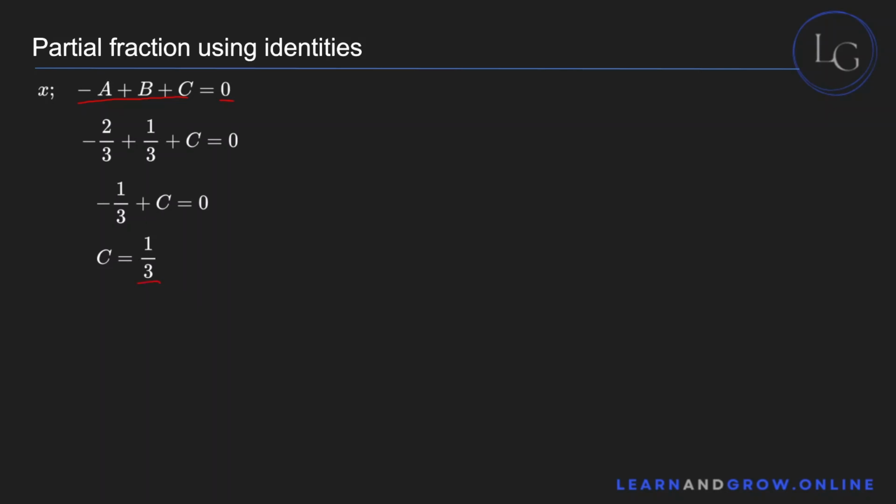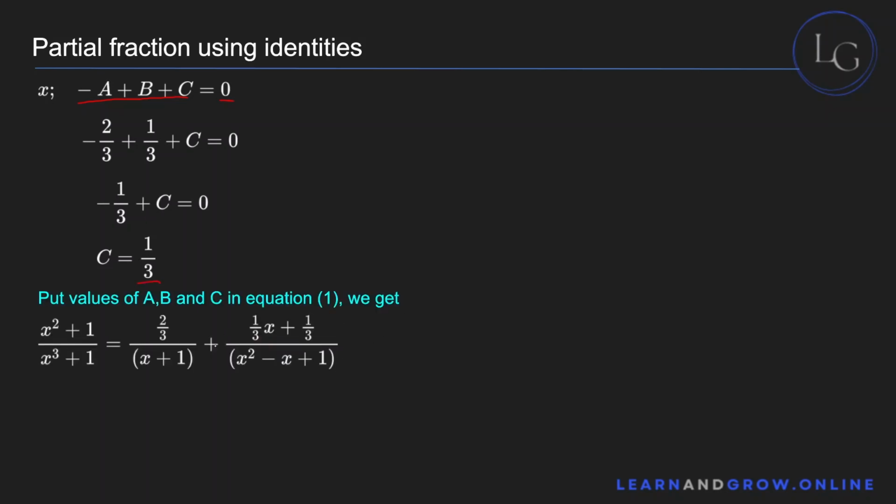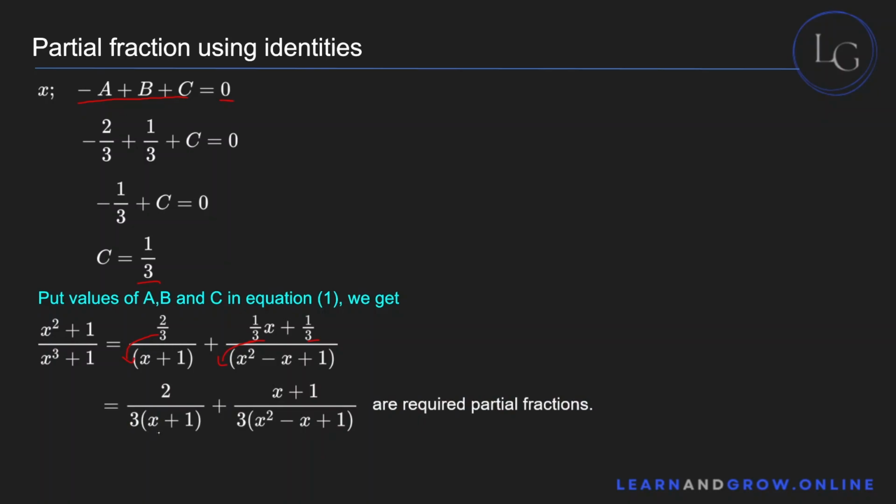And when you plug a, b and c into equation number 1, you find out that this is what you get. Now when you bring this 3 to the denominator, and these 3's will also go into the denominator, so this is the final result. These are the required partial fractions.